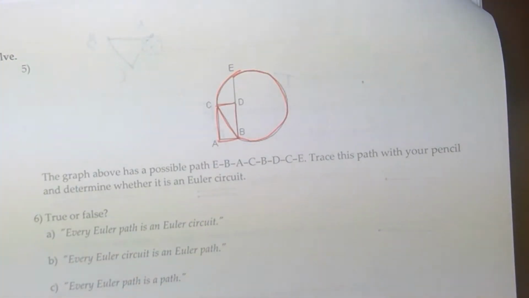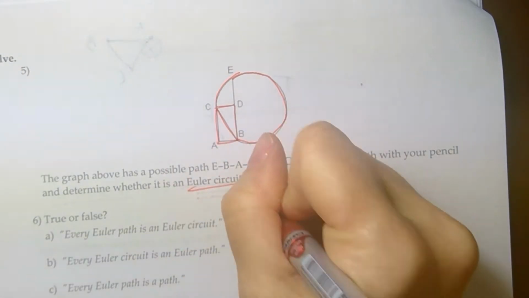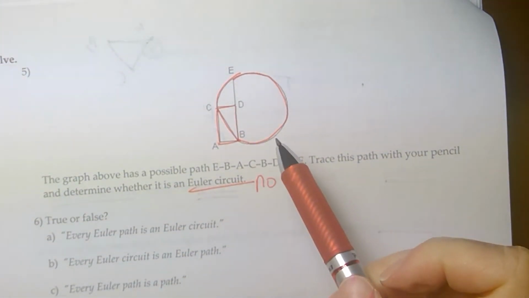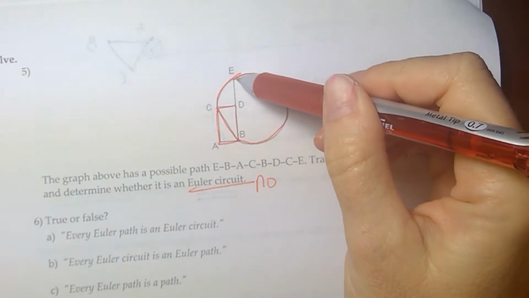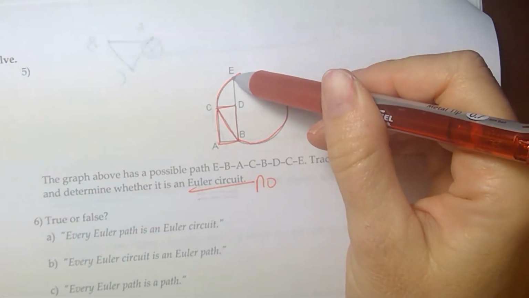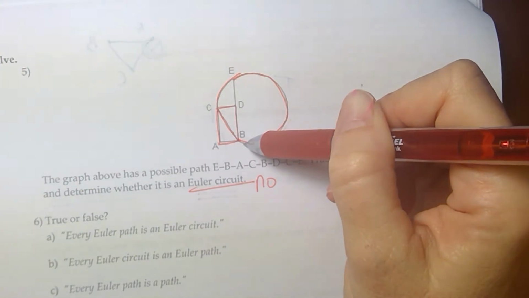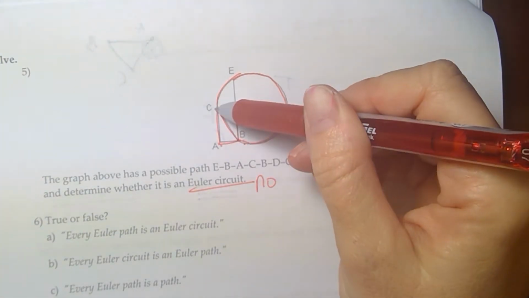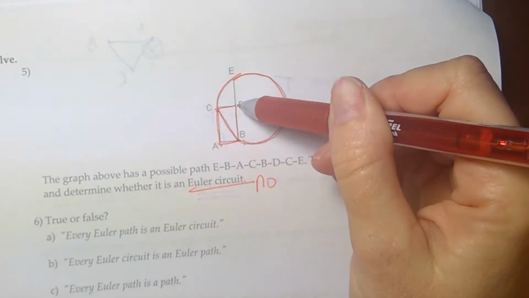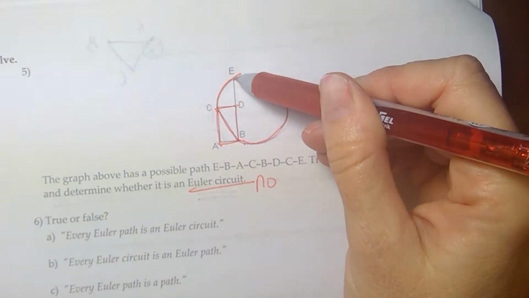Okay. Hopefully you decided that no, it's not an Euler circuit. When you trace your pathway, the pathway works. We start at E and we end back at E. We go from E to B. Well, the only way to directly do that is this big circly edge out here. Then A, C, back to B, up to D, over to C again, and then up to E.